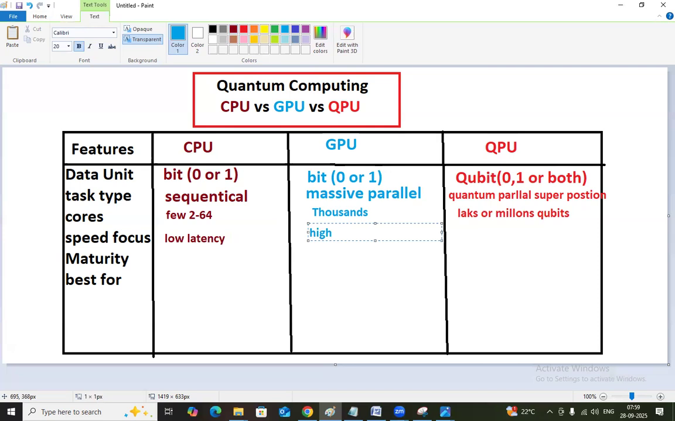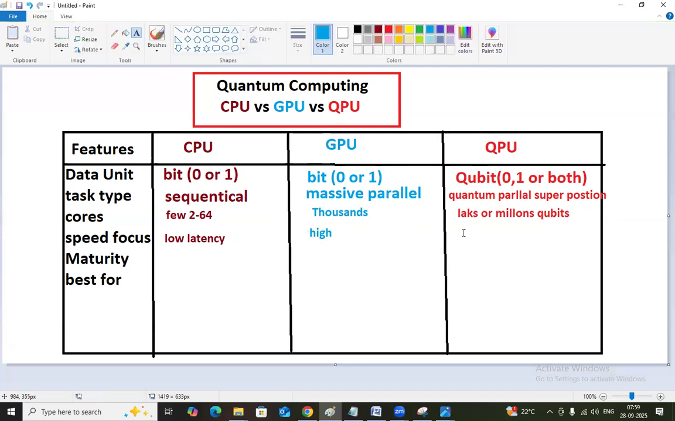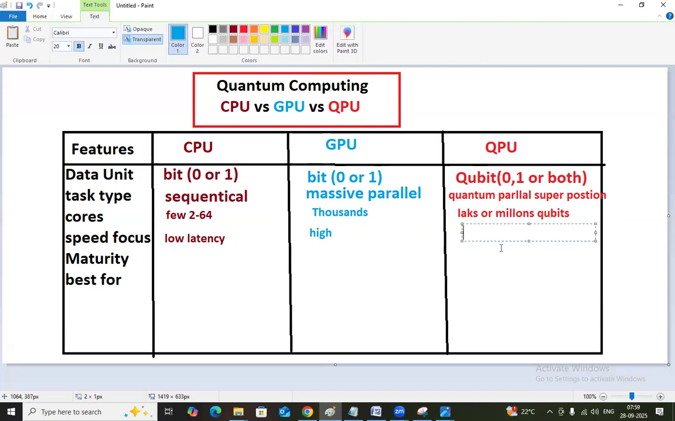And for the QPU, beyond imagination. Speed focus is beyond imagination. It does not just reach your imagination, it is more than your imagination. Beyond imagination is the speed focus.